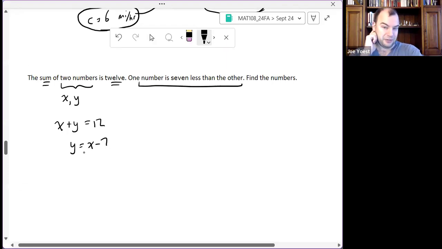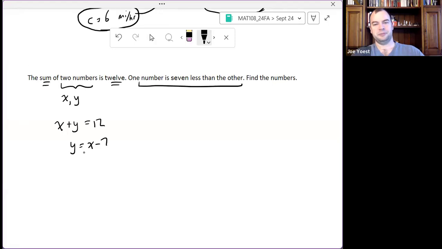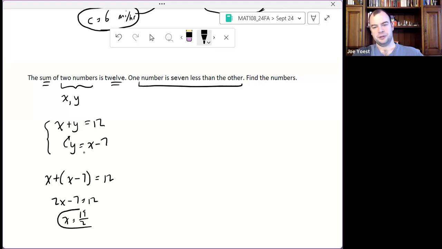So let's let y be 7 less than x. y equals x minus 7. If you picked x equals y minus 7, no problem. And here it looks like this is set up nicely for substitution. We have x plus x minus 7 equals 12. 2x minus 7 equals 12, or x is 19 over 2. That's the x value, and we want to find both numbers.